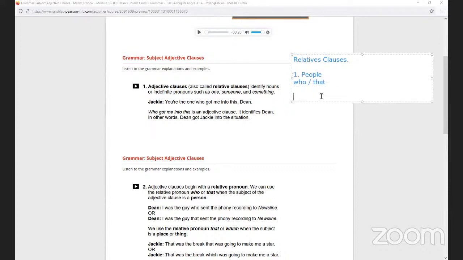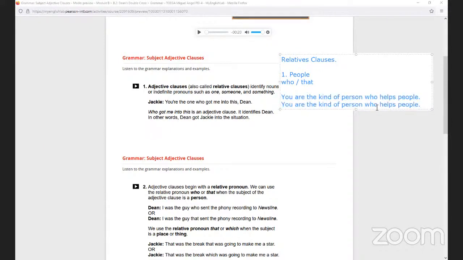For example, if I want to describe a person, you are the kind of person who helps people. So I am describing you. This is for people. Or if I want to write in an informal way, instead of who, I can use that: that helps people. Both are okay, but who is more formal and that is informal. What is the other relative clause when we talk about things? We have which and that.